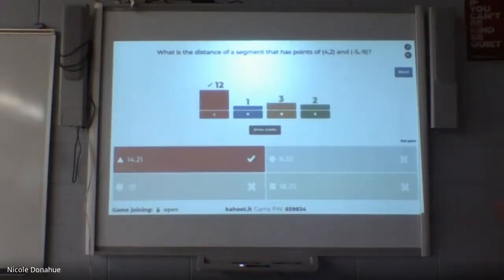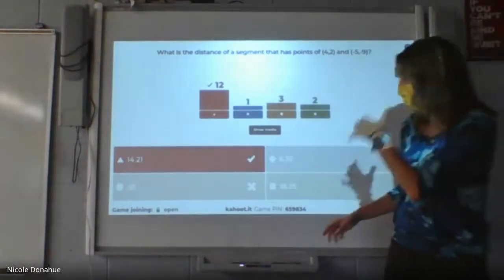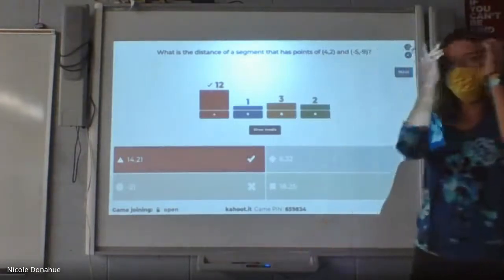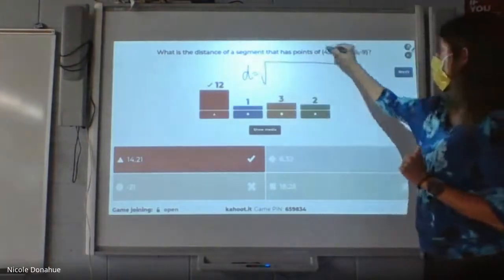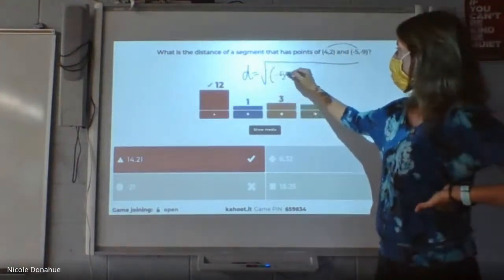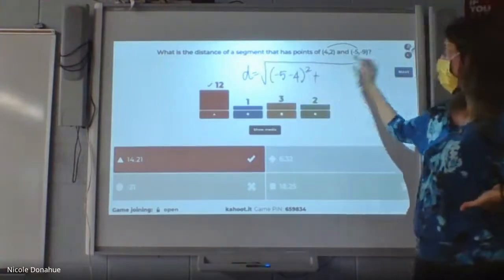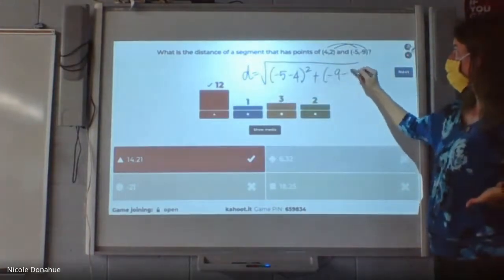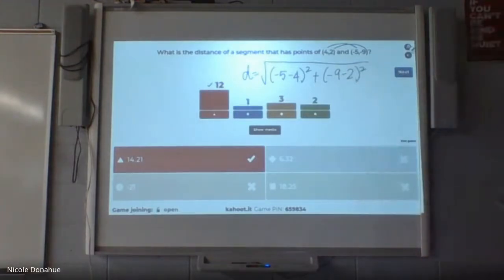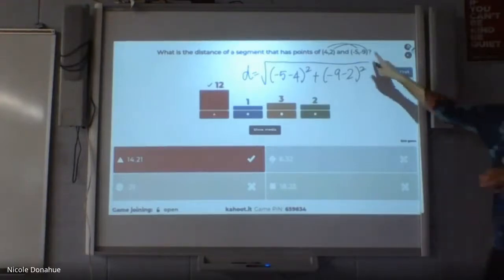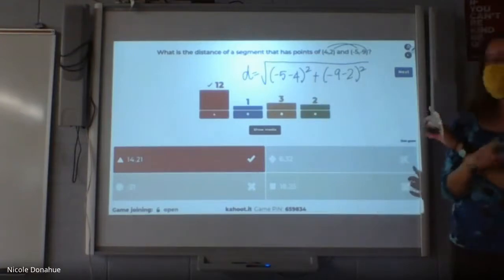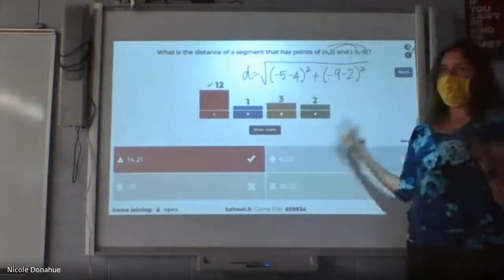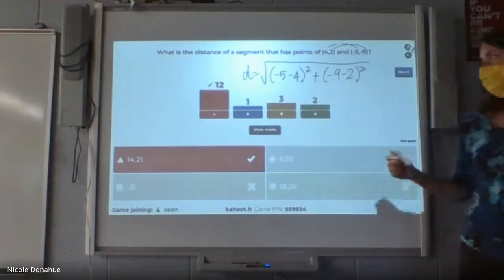All right, so let's talk about this one because obviously we're a little bit rocky on this, and that's okay. That's why we're reviewing it. So for the distance formula, we take the x's and subtract them. So negative 5 minus 4 squared plus negative 9 minus 2 squared. Now if you went in a different order, the order is up to you as long as you're consistent. If I'm subtracting this from that, I have to do that both times. I can't switch what order I subtracted. Same thing, these can be flipped. It really doesn't matter as long as you're consistent.